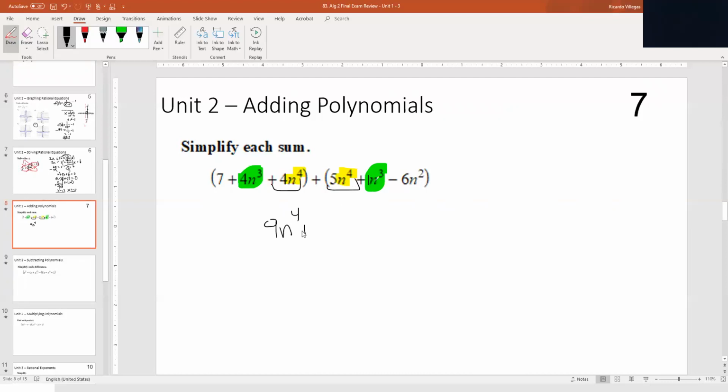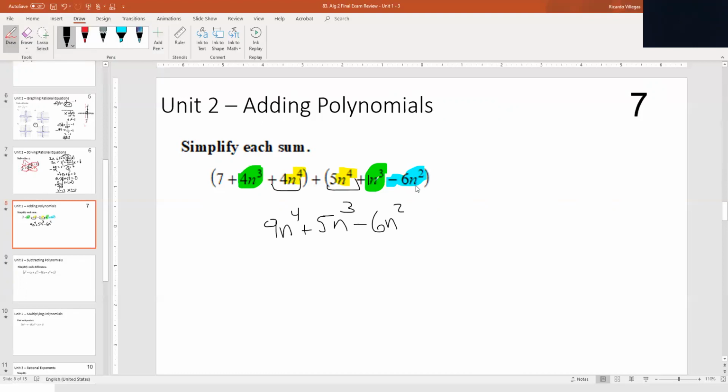So 1 plus 4 equals 5. n to the third power. Then we go to the next lower exponent, which is the second power. Negative 6n squared, but there is no other negative 6n squared, so that just stays as negative 6n to the second power.